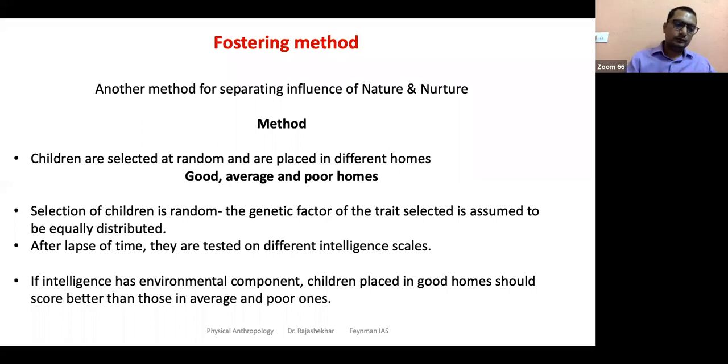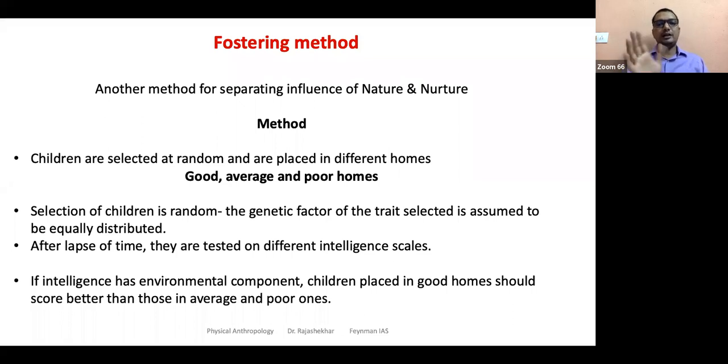After a lapse of time, they are tested on different intelligence scales. Let's say you want to identify intelligence. So test them with certain questionnaires, certain tests where IQ levels can be measured. How accurate they are is a different question, but there are methods to test their IQ levels. In that case, you see if the good homes, average homes and poor homes produced differences in intelligence. Is there any impact of family environment on their intelligence? This is what you would study.